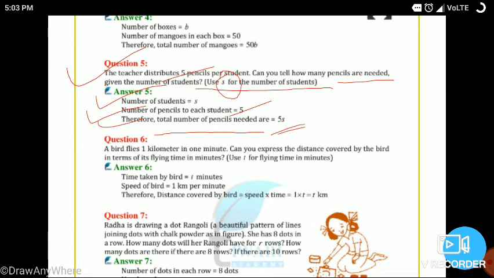Suppose the number of students is 2, then how many are needed? So 5 multiplied by 2 means 10. Suppose the total number of students is 5, so how many pencils are needed? So 5 into 5 is equal to 25. Okay, but here we do not know the number of students, so we suppose it as a variable. Okay students, understood?